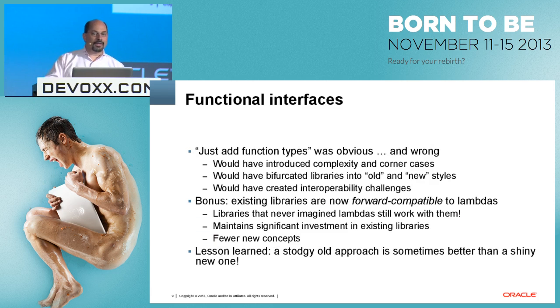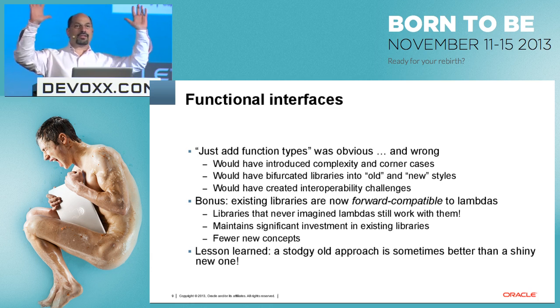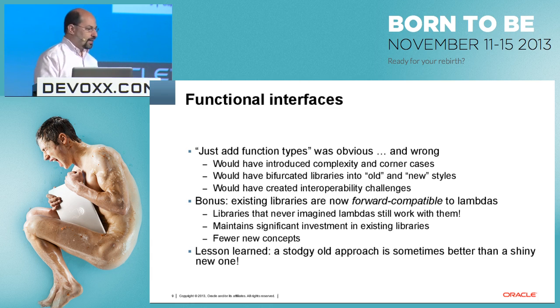So the lesson here, and you'll see this theme repeat, is that there was an obvious and wrong choice. It was really easy to say, well, just add function types. And everyone said, oh, yes, that's obvious, we'll just add function types. And then you find out what just adding function types entails, and the complexity just balloons out of control. If we had done this, we would have divided the world of Java libraries into old libraries pre-lambda and new libraries post-lambda, and there would have been compatibility issues, and all of this effort of, let's rewrite all these libraries to use the new stuff, which is a big waste of effort.